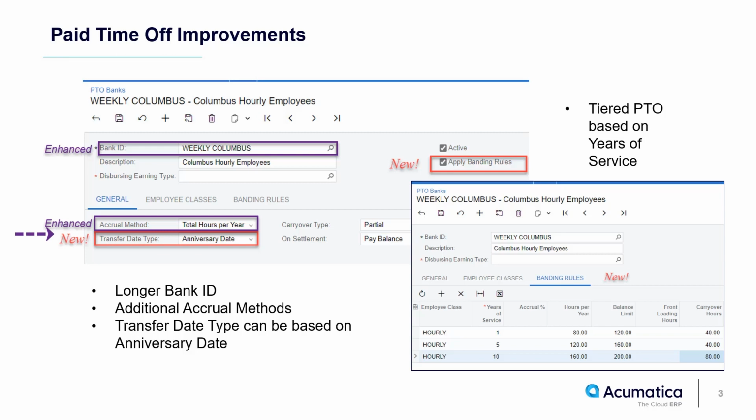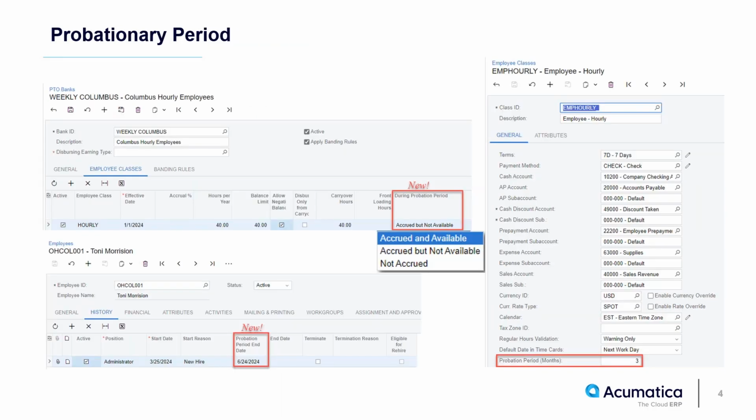Transfer date can be for a specific date, such as January 1 for the calendar year, or based on the beginning of the fiscal year or another date that works for you. It can also be based on the employee's anniversary date. Now employees can be assigned a probationary period before they are allowed to accrue or be able to take paid time off. The time period for the probationary period is in months, and it can be unique per employee class. The employee's probationary period can be overridden at the employee level setup.